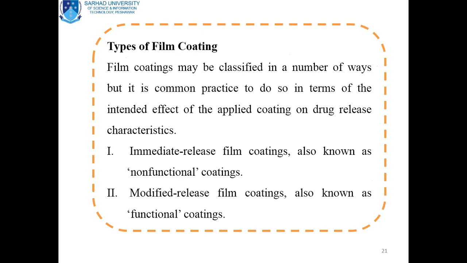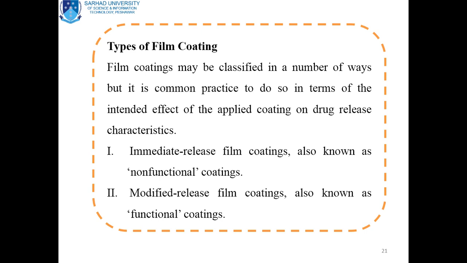Types of film coating. Film coating may be classified in a number of ways, but it is common practice to do so in terms of the intended effect of the applied coating on the drug release characteristics. As I have told you, the selection of the coating material and the coating composition will depend upon the objectives of the coating. So on the basis of drug release characteristics, the film coating can be classified.